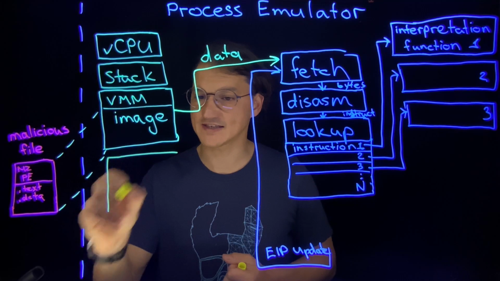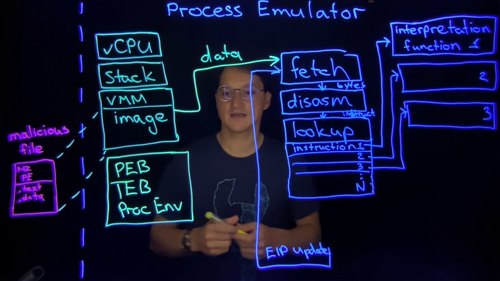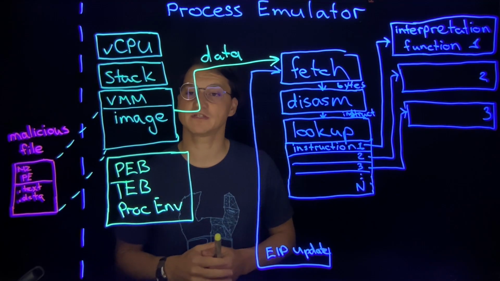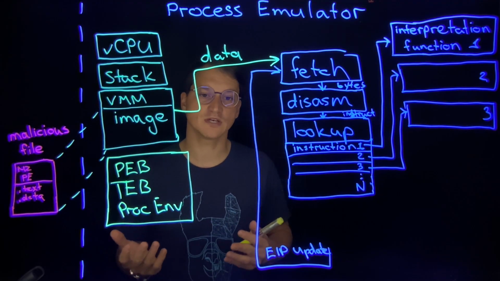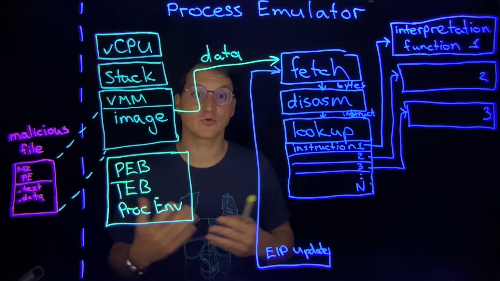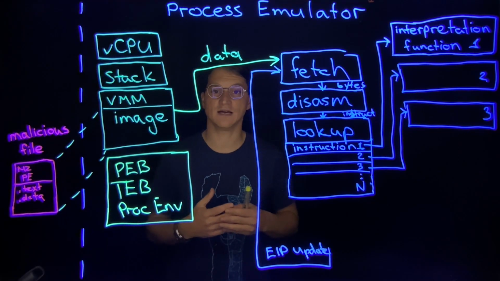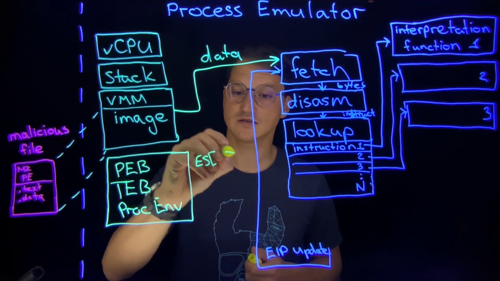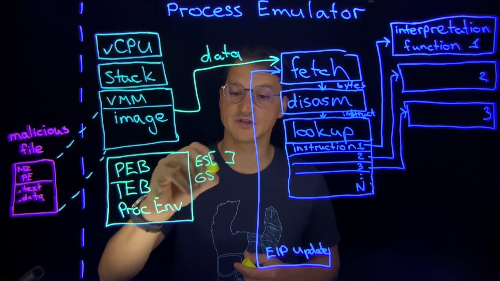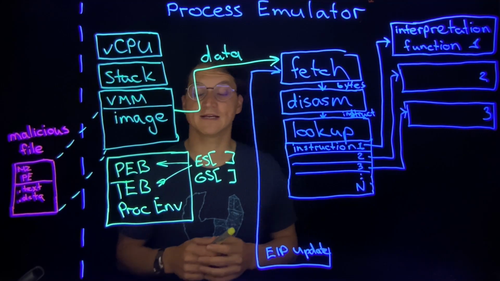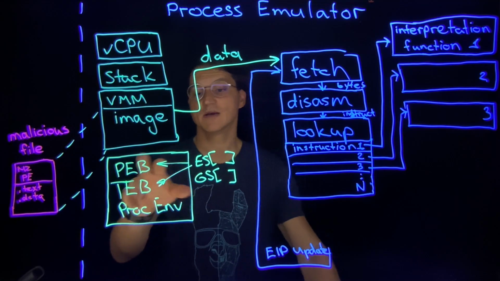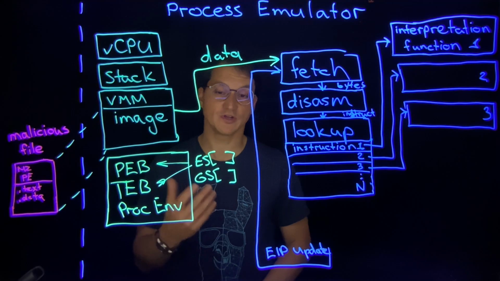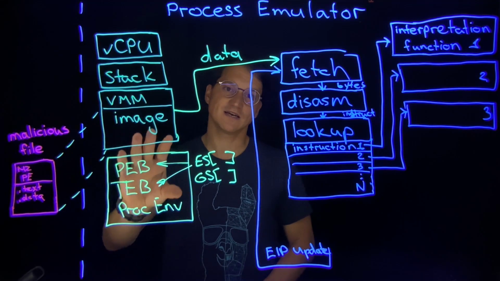Of course, and we discussed it last time, that PEB, the process environment block, TEB, thread environment block, and process environment variables are crucial if we really want to emulate the process, the malware, because assembly code can easily access it through FS and also in 64-bit GS segment. And if malware runs on the real system, it will get access to PEB and TEB through those registers. But of course, the emulator has to support it as well. So that's the first essential thing.